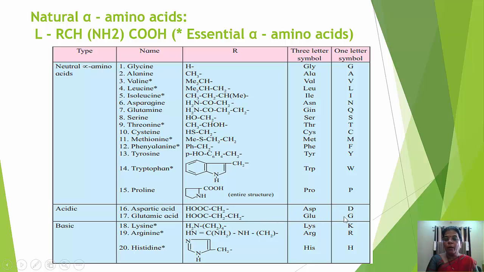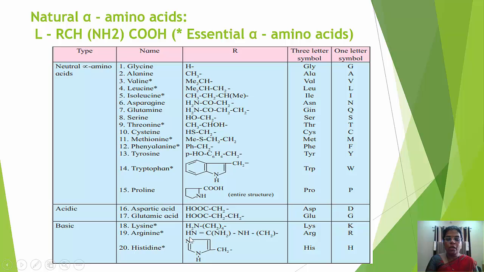It is represented as GLU or E. Now we are going to see basic alpha amino acids, in which first is lysine. Now it is also an essential alpha amino acid. Here the alkyl group attached to the alpha carbon atom of the alpha amino acid is NH2 CH2 4 times. It is represented by LYS or K. Then next, arginine.